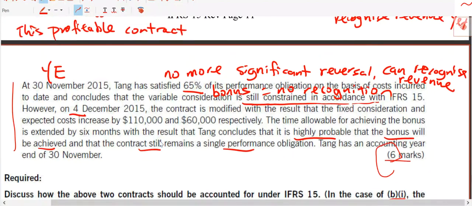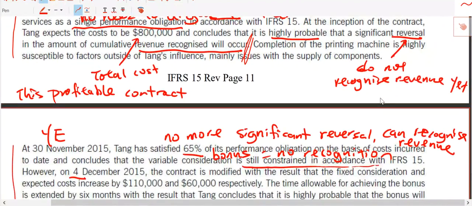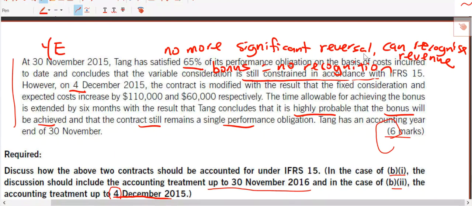Okay, so what I tell you here, we will talk about revenue to be recognized over time because we saw some indication here. Revenue is recognized only if you are confident. But in this case, we feel that there's significant reversal, so we do not recognize the revenue yet. After that, at the year end, no more significant reversal because they have completed 65%. So we can start to recognize revenue based on 65%, but bonus is still not included in the calculation.